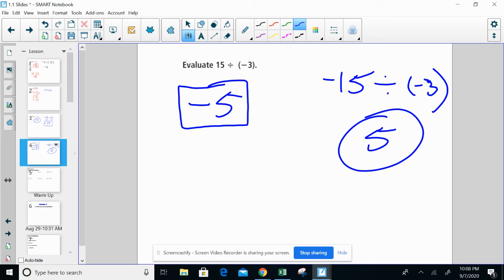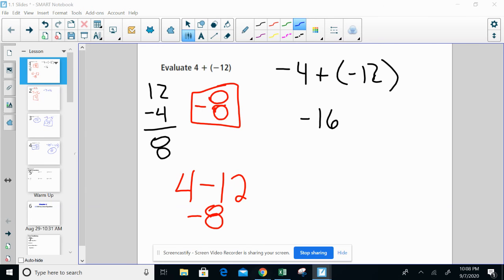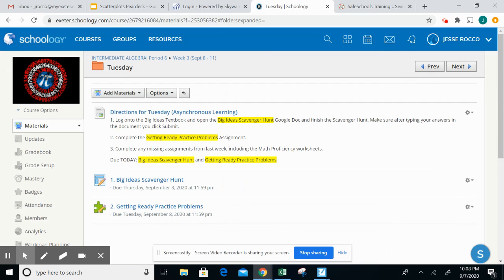So other than that, that's about it. I have 8 problems that you need to do in here, in the getting ready practice problems. Other than that, please just make sure all of your assignments are complete. They're going to show up in Skyward. They're definitely going to show up in Schoology. So please just make sure all of the assignments that need to be done are done. Specifically for today, it's the 2 highlighted. But anything else, please be done.